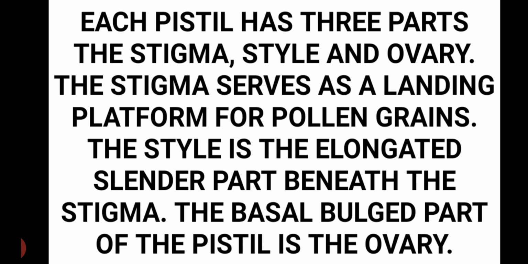Now each pistil has three parts that we all know: stigma, style and ovary. These are the three parts found in any pistil. The stigma serves as the landing platform for the pollen grains. The style is a long elongated cylindrical tube beneath the stigma, and the basal bulbous or oval portion we call the ovary. So it is the last portion of the pistil.